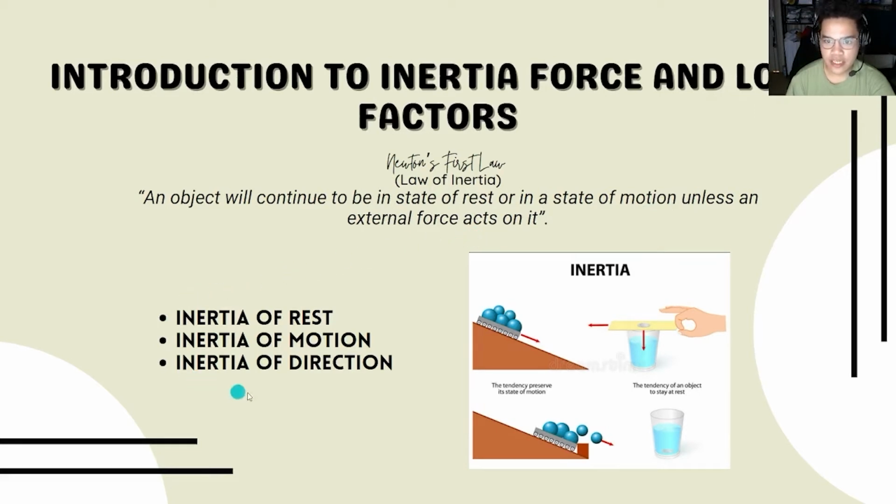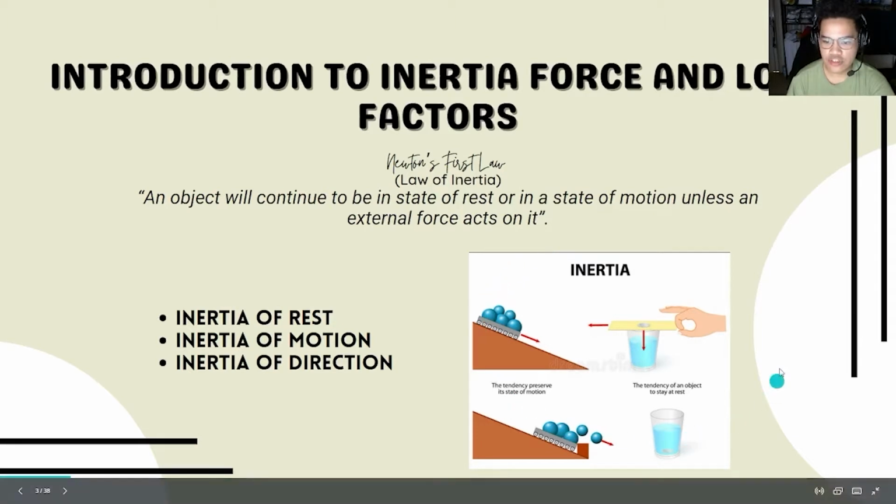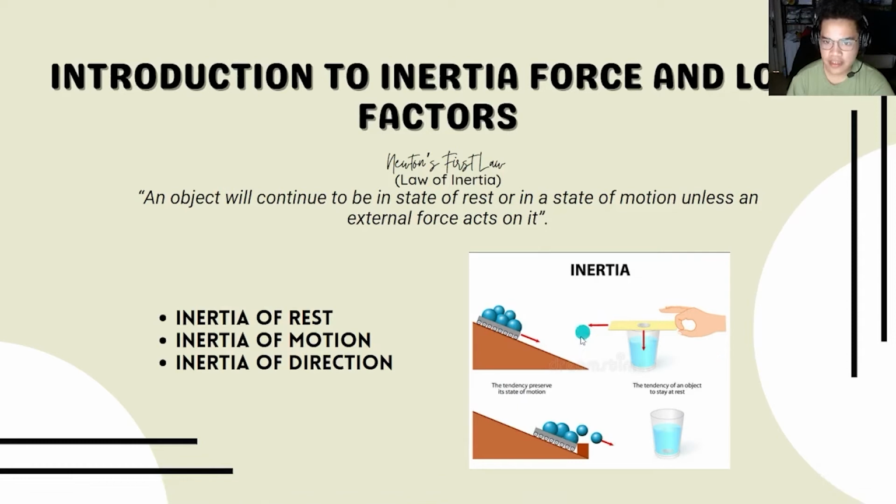Now, there are three types of inertia. The first one is inertia of rest, where an object stays where it is placed and it will stay there until you or something else moves it. As you can see in this illustration, this is a great example of the inertia of rest, where the tendency of an object to stay at rest is shown. As you can see, the coin there.